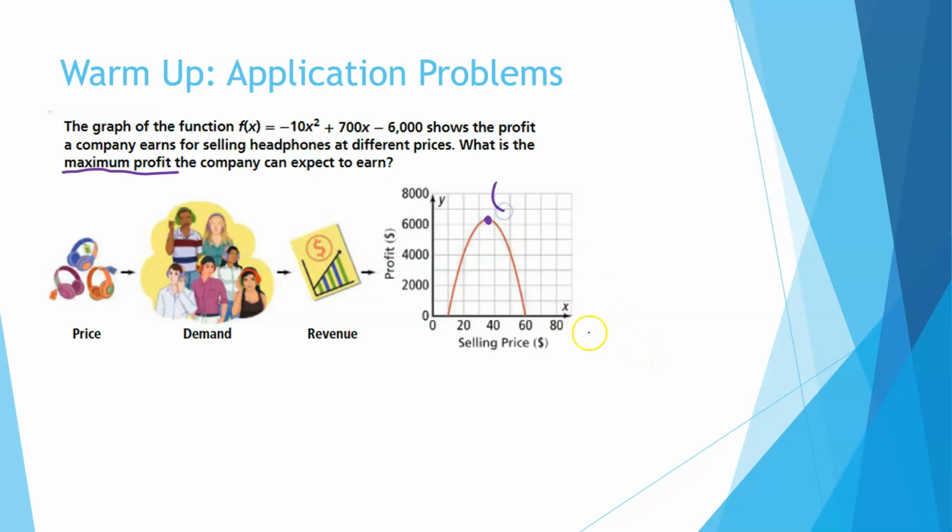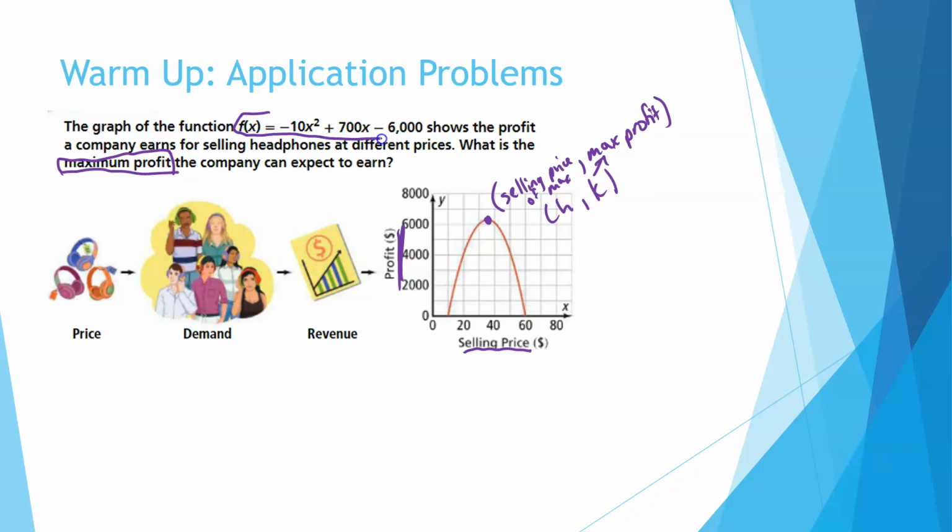Now we also need to understand in real-world problems what the x and y represent. We can see that selling price is the x value, so for the maximum, this would be the selling price of the max. And then we can see that the y is the profit, so that's the max profit. The reason that's important to understand is this question asks for the maximum profit. If we're thinking about it as a vertex of h, k, we're looking for the k value of the vertex. So go ahead and pause the video.